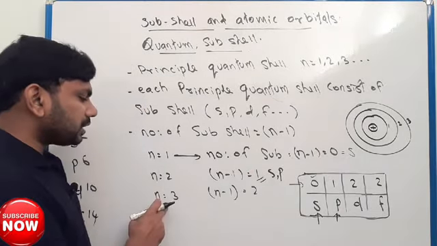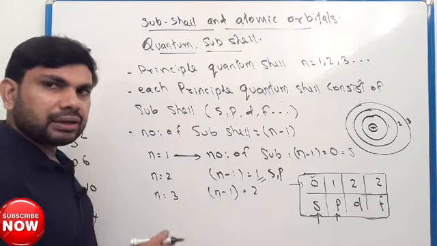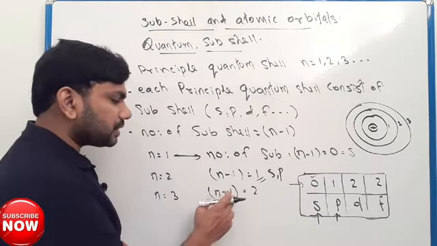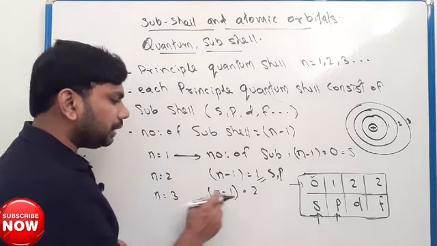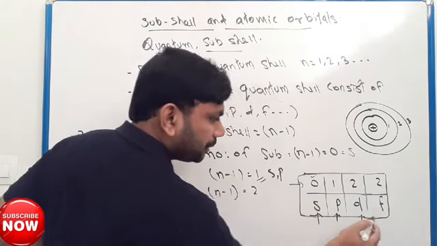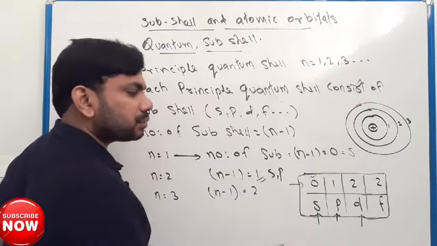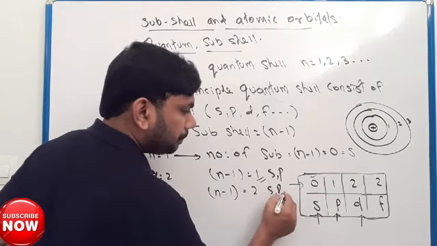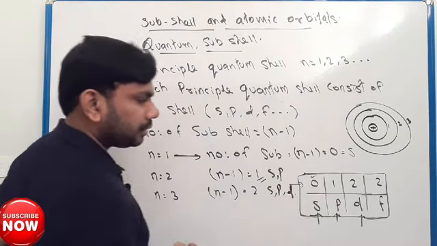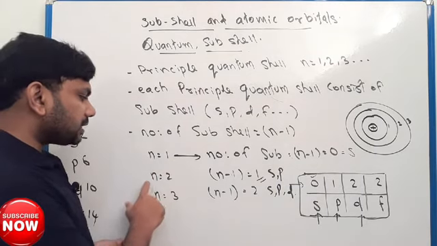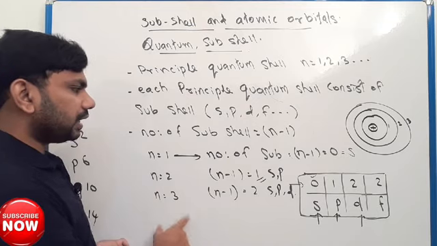Now the number of subshells in the third energy level. n minus 1, n equal to 3, so 3 minus 1 is 2. 2 means d. So here there are 3 subshells: s, p, d. These are the subshells in the first, second and third energy levels.